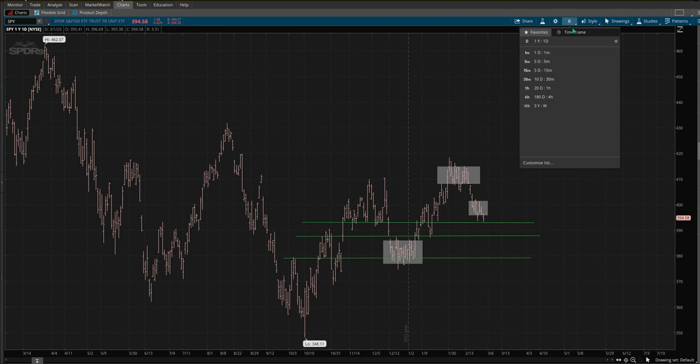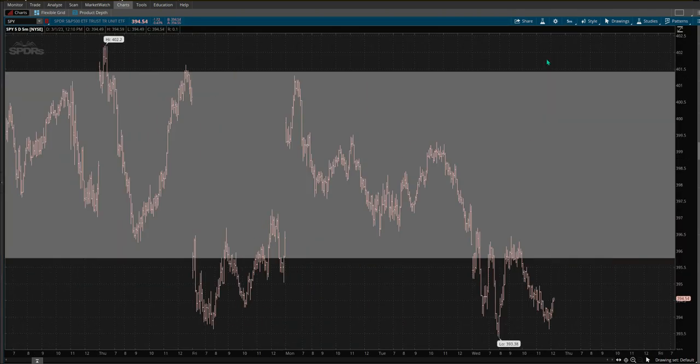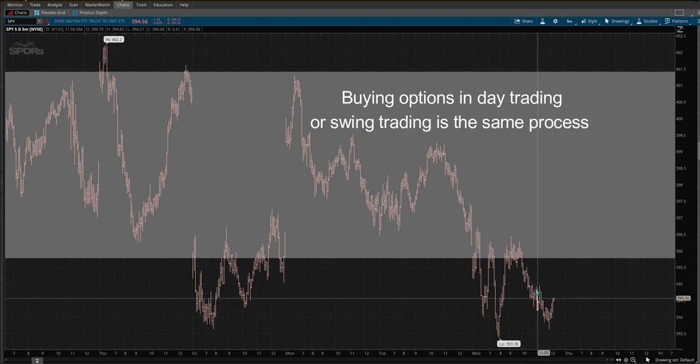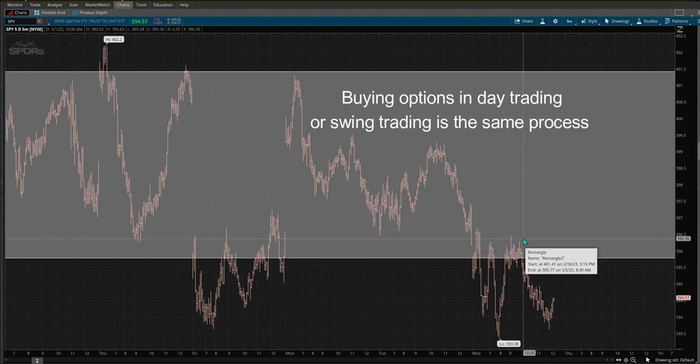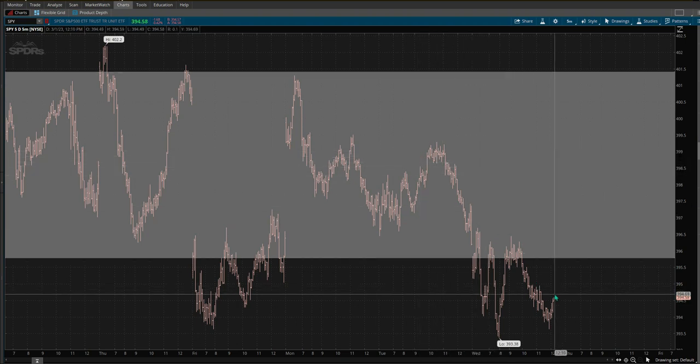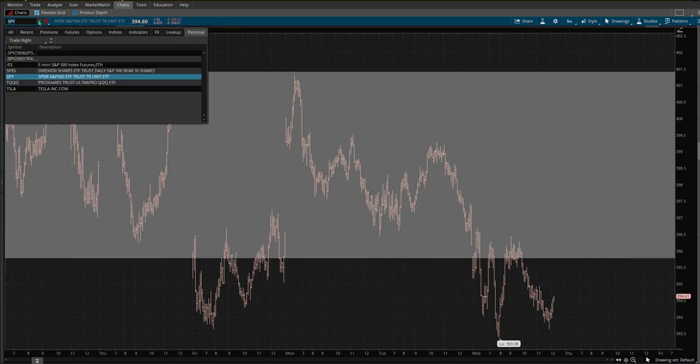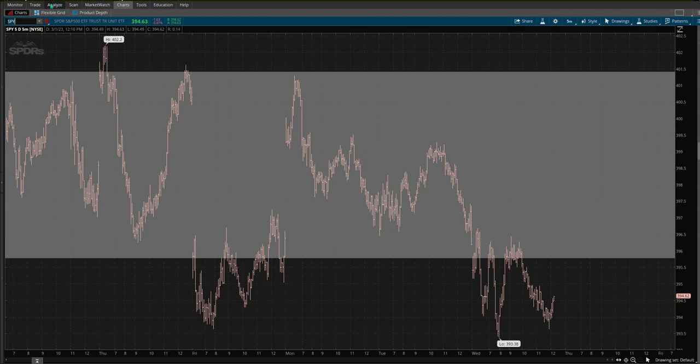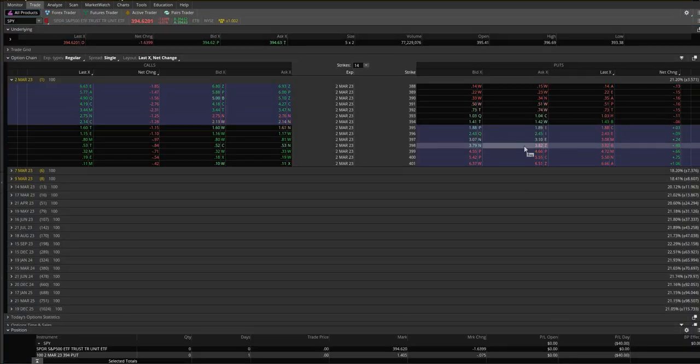So if we go into here, this is a 5-minute chart. If you're going to day trade, it's going to be exactly the same way. If you're going to day trade this, you would do exactly the same thing. Here you have your charts. You've got to figure out where you're going to get in, and then you go into the trade.